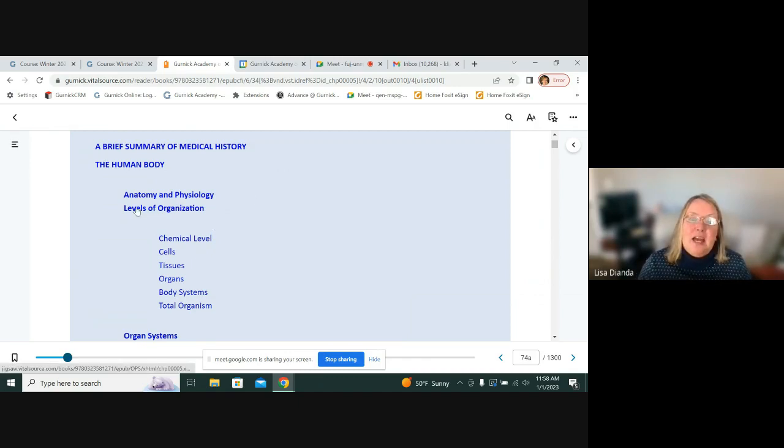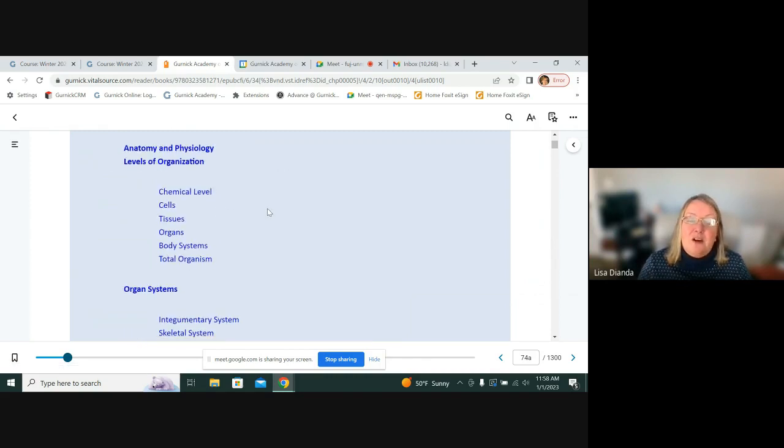Okay. Anatomy and physiology and the levels of organization, right? Very interesting. So it starts at a chemical level, right? Which the chemical functions come together and create cells. The cells group together in such ways that they create tissues in your body. Tissues create organs. Multiple organs work together to create a body system. And then there's the total organism or the human body, you.